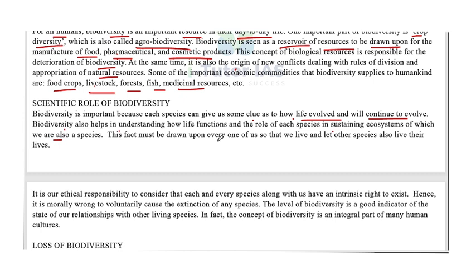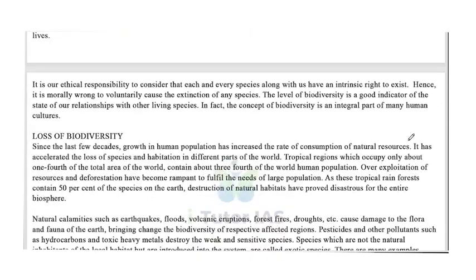This fact must be drawn upon every one of us so that we live and let other species also live in their lives. It is our ethical responsibility to consider that each and every species along with us has an intrinsic right to exist. Hence, it is morally wrong to voluntarily cause the extinction of any species. The level of biodiversity is a good indicator of the state of our relationship with other living species. In fact, the concept of biodiversity is an integral part of many human cultures.